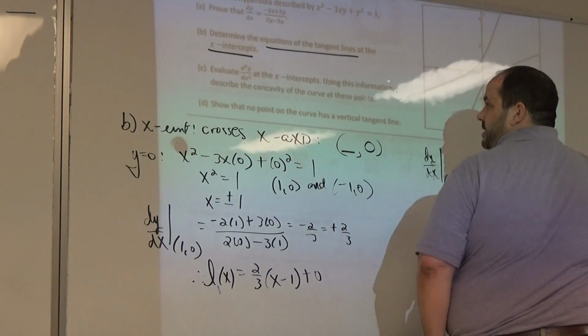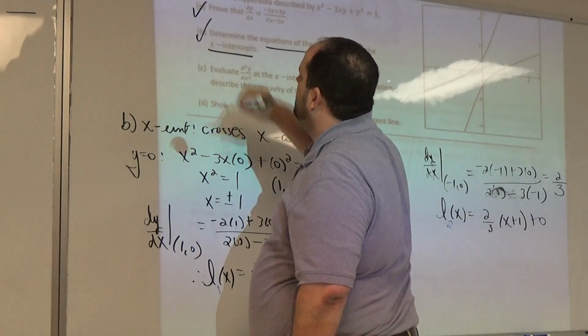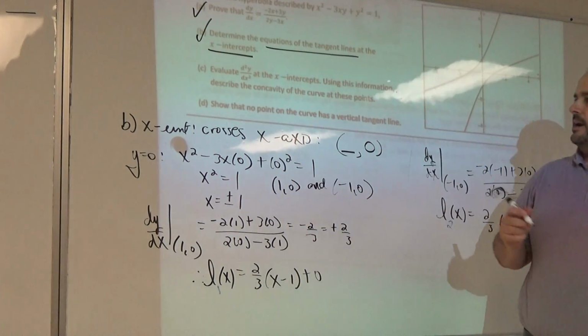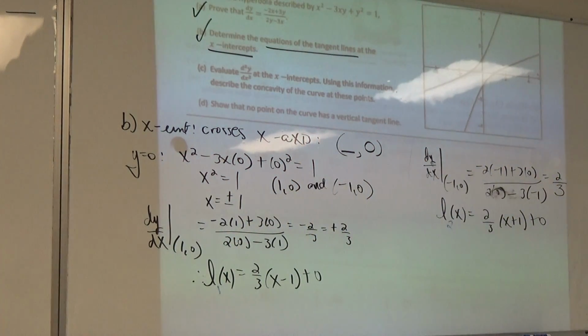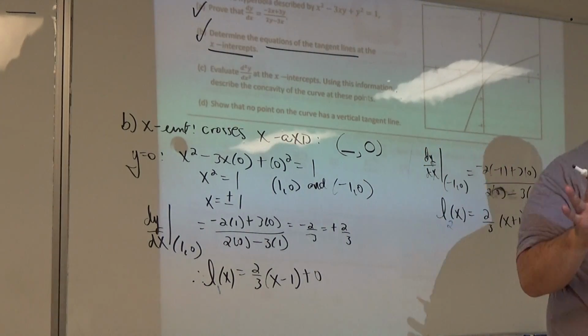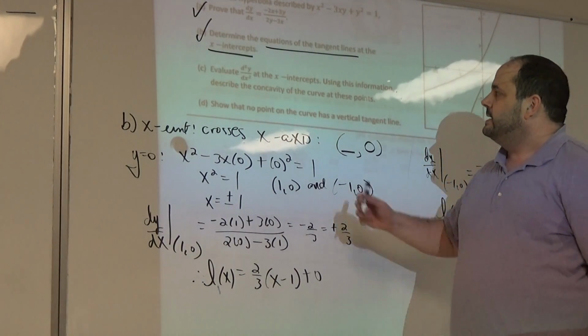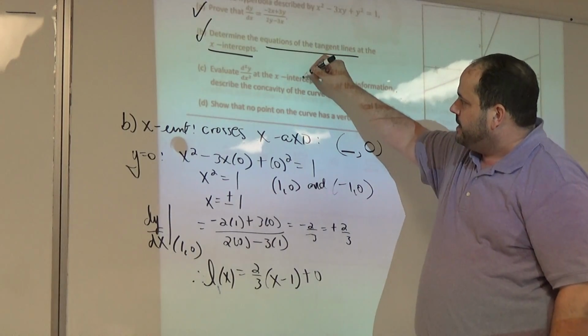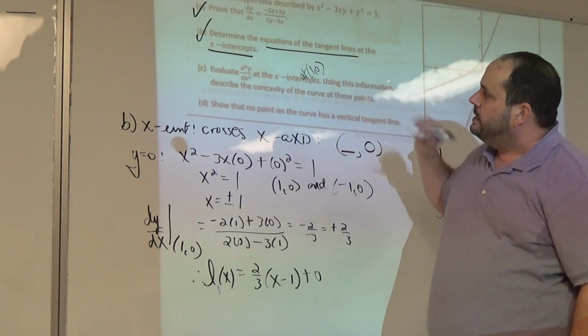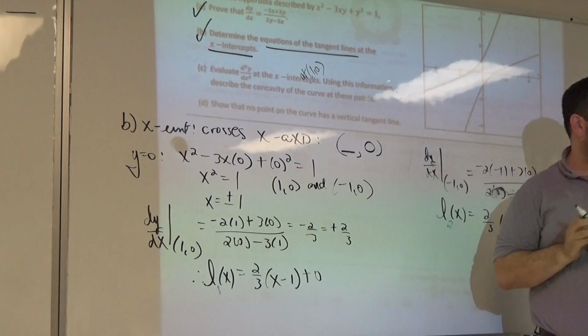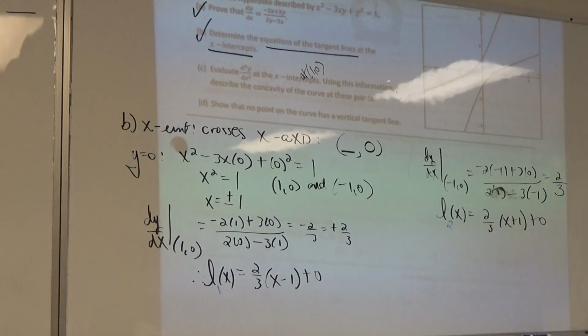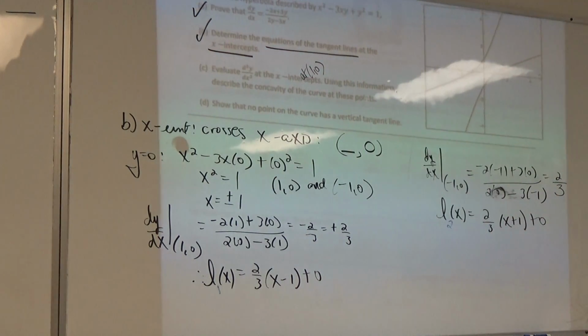All right, part C. Here's what I want you guys to do. Show me what you can do on part C. I know in part C it says evaluate d squared y dx squared at the x-intercepts. I am not interested in your doing both. We don't have the time for both. What I want is at the x-intercept, the one that I want you guys to focus on is at the point 1 comma 0. Let me take attendance, check in with a couple of folks.